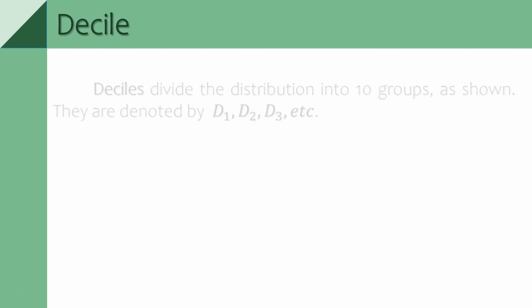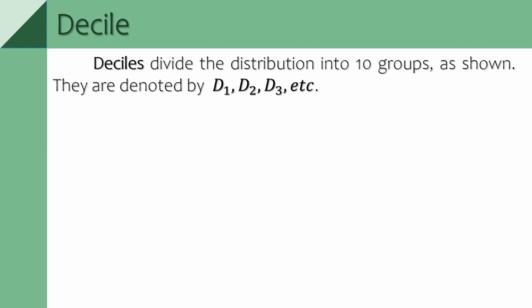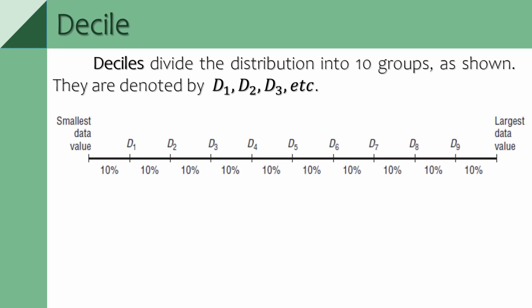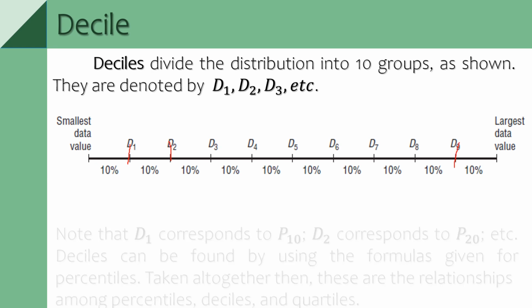Okay, next, decile. So decile divides the distribution into 10 groups. They are denoted by first decile, second decile, third decile, etc., hanggang 10th decile. Okay, so ito yon. First decile, second decile, okay, up to 9th decile.